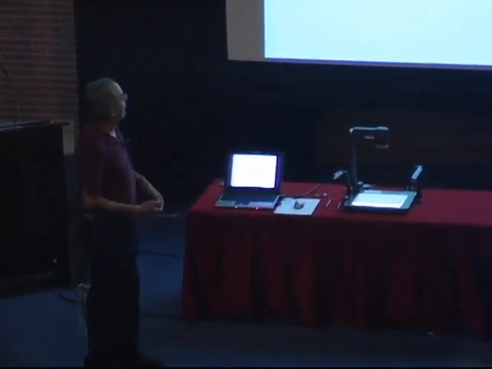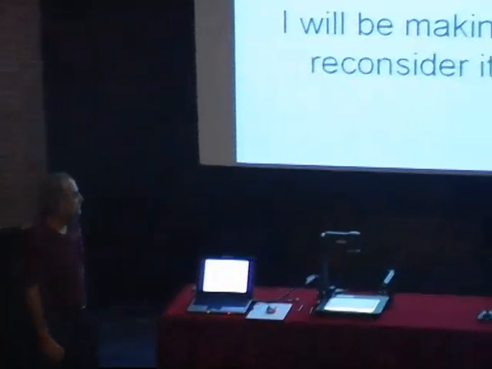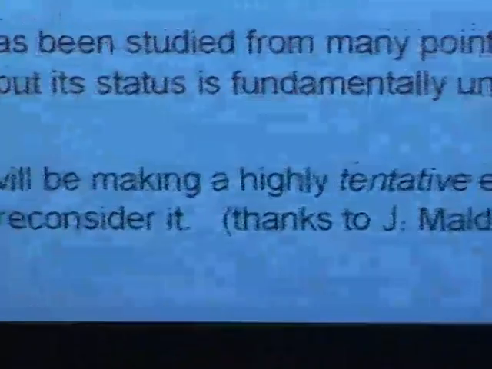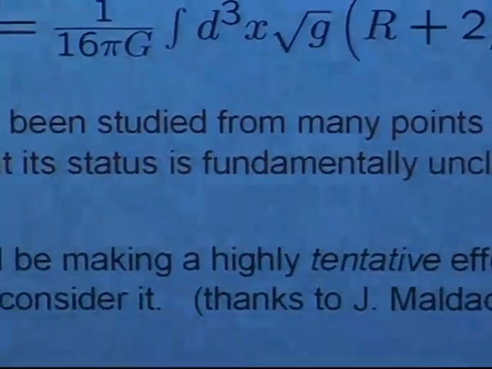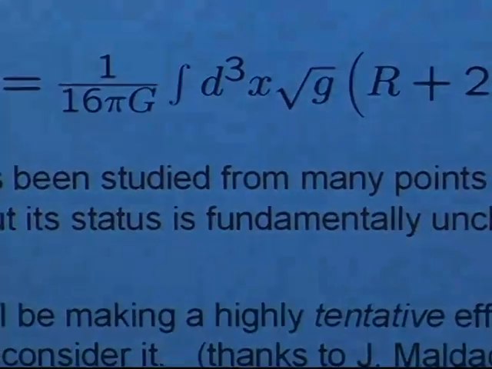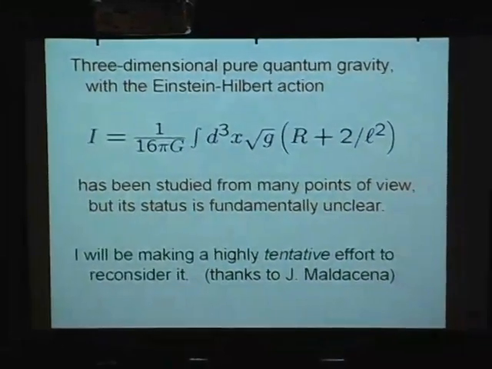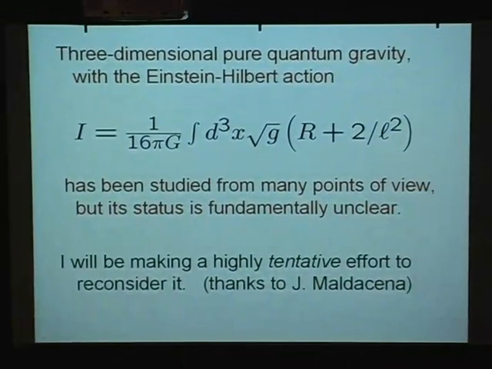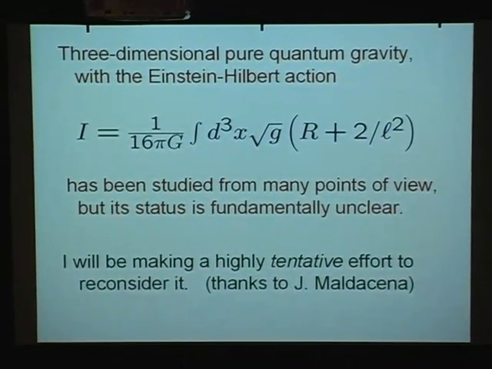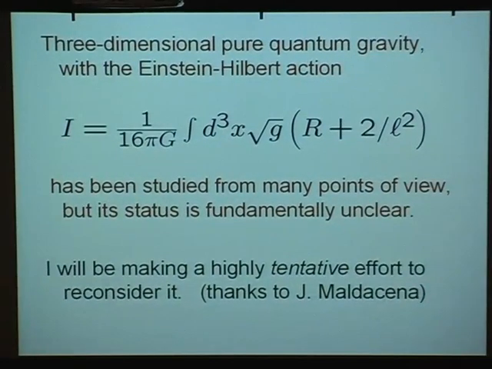So, we'll be talking about three-dimensional pure quantum gravity with the Einstein-Hilbert action, including a cosmological constant that we parameterize in terms of a parameter L of dimensions of length. It's been studied from many points of view, but its status is unclear, and we're going to be trying to rethink it today.